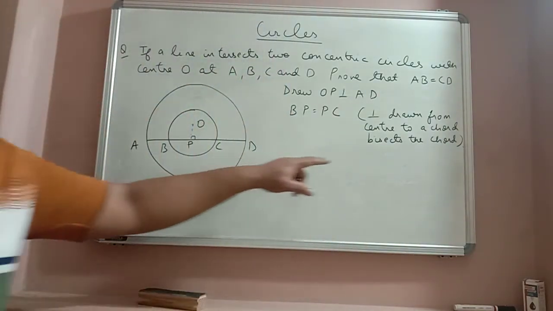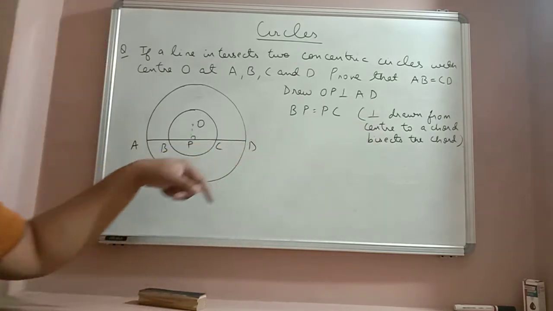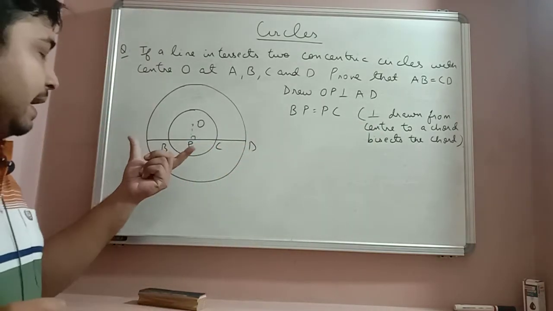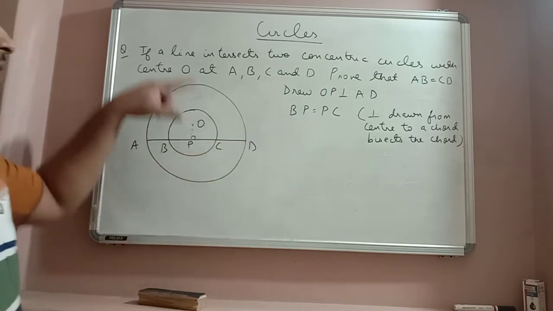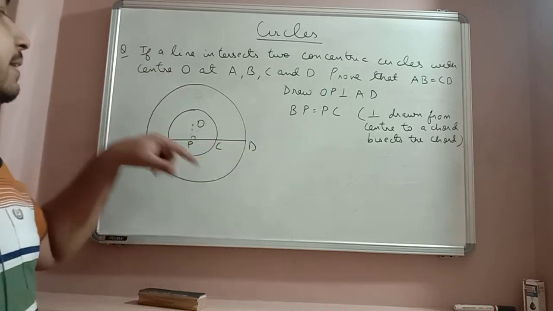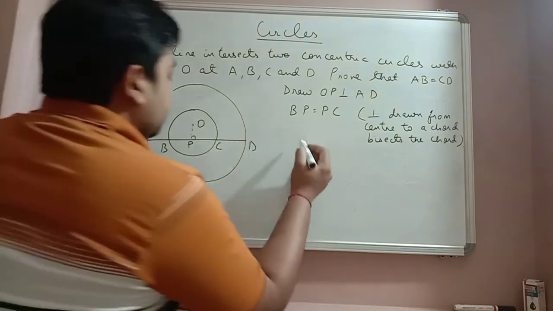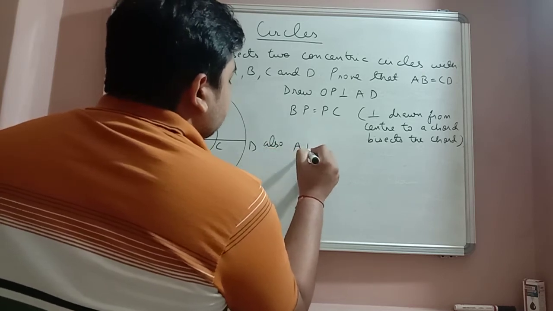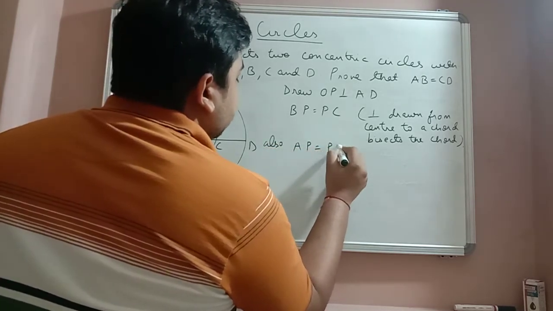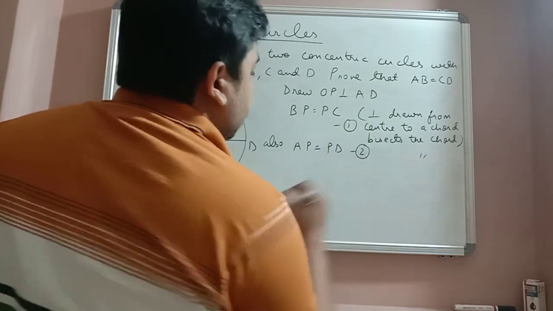This is the thing that we just learned in the previous theorem: perpendicular drawn from the center to a chord bisects the chord. And similarly for the bigger circle, this is for the smaller circle, for the bigger circle the chord is AD, and therefore we can say that AP is equal to PD. Let's say this is equation number 1 and this is equation number 2 with the same reason.